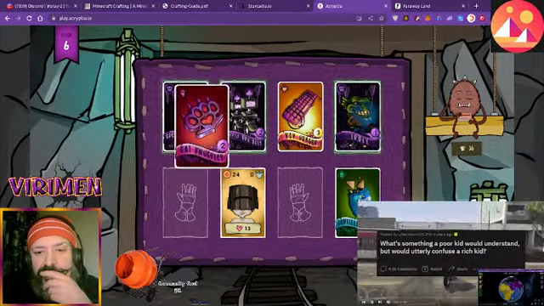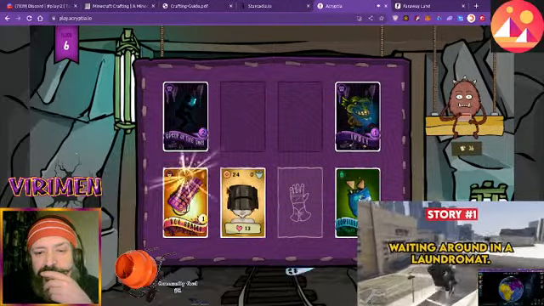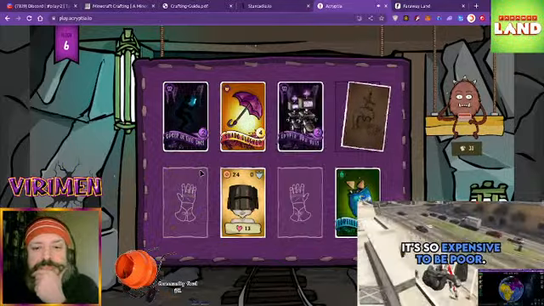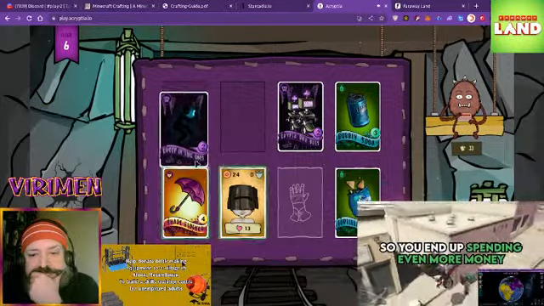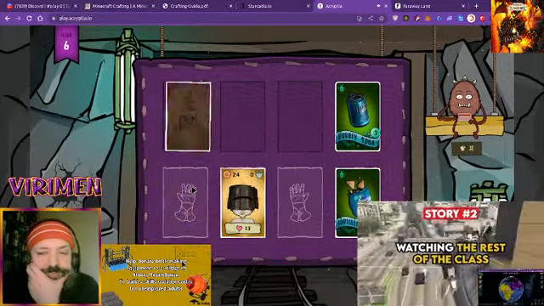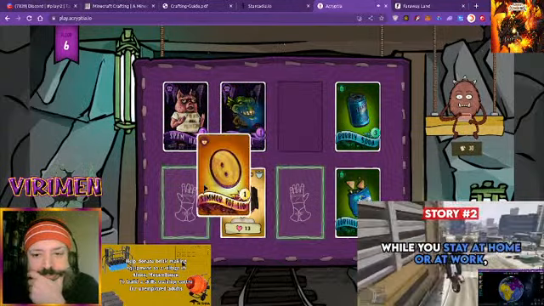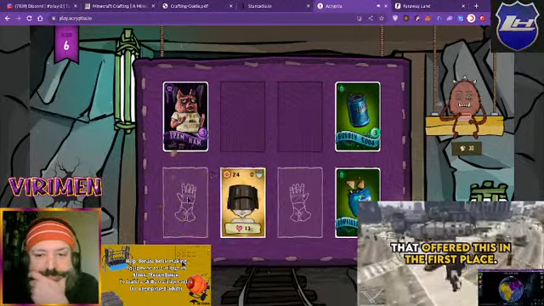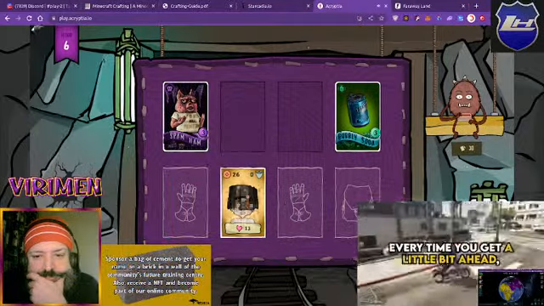What's something a poor kid would understand but would utterly confuse a rich kid? Waiting around in a laundromat, the ultimate example of why it's so expensive to be poor. You can't afford the initial capital of buying a washing machine, so you end up spending even more money at a laundromat over time. Watching the rest of the class go on class trips or vacations while you stay at home or at work, or even going to a school that offered this in the first place. I had no idea this was even a thing until I was in my 20s.